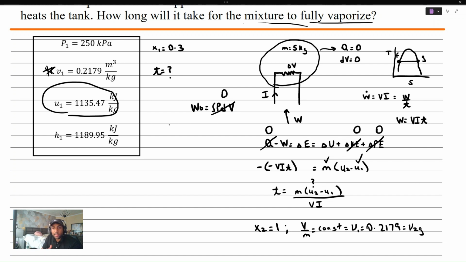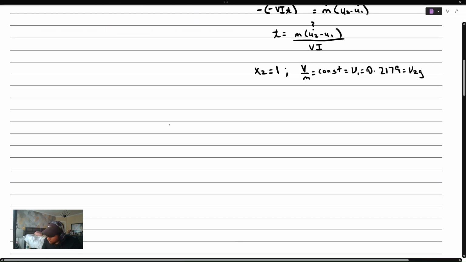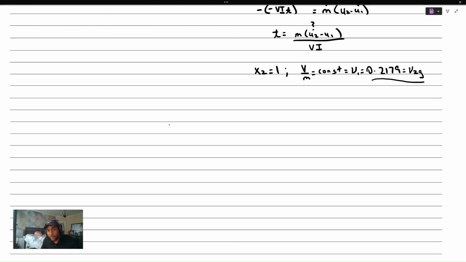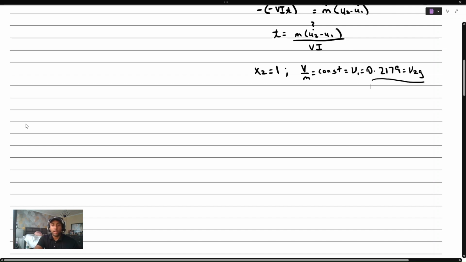And that's just the specific volume of a saturated vapor, right? We said we're fully vapor here. So we're on the right side of this dome here. You see that g I'm circling? So what we really need is the specific internal energy of a saturated vapor. Let's go in and see where exactly the specific volume of a saturated vapor is equal to 0.2179. And then we'll get a sense for what the internal energy is there.